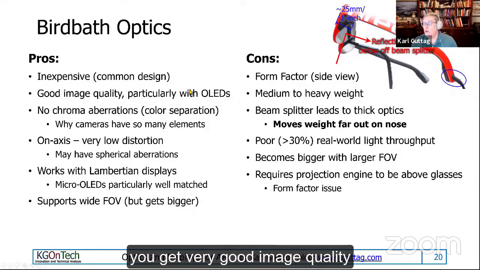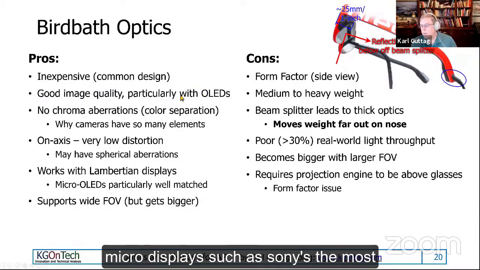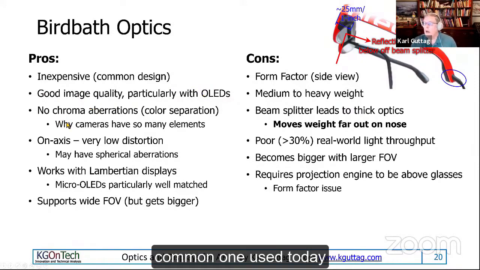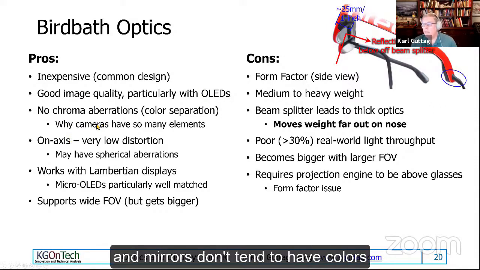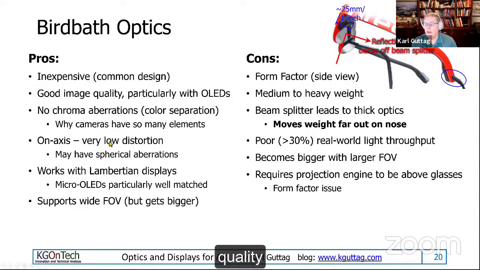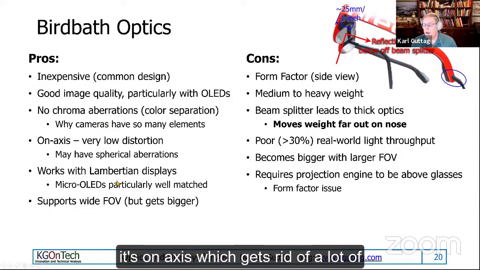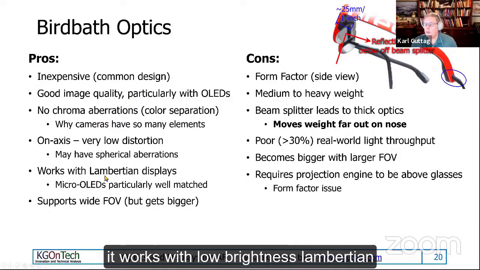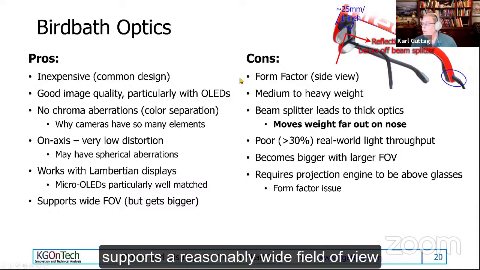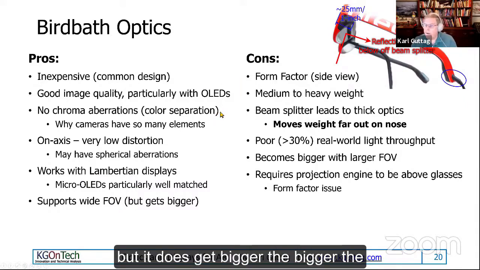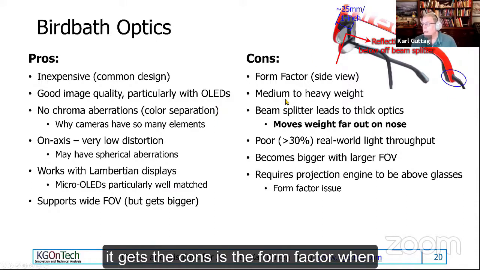You get very good image quality, particularly if you use OLED microdisplays, such as Sony's, the most common one used today. You get no chromatic aberrations because you're using a mirror, and mirrors don't tend to have colors spray out. So you get very good image quality. It's on axis, which gets rid of a lot of the distortion. It works with low brightness, Lambertian displays. It supports a reasonably wide field of view, but it does get bigger. The bigger the field of view, the bigger it gets.